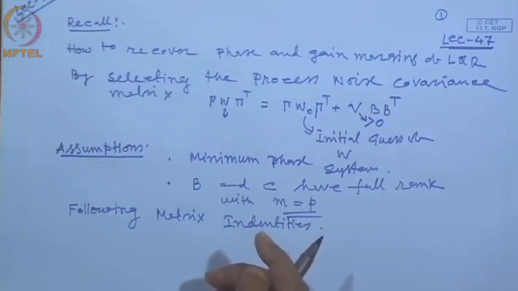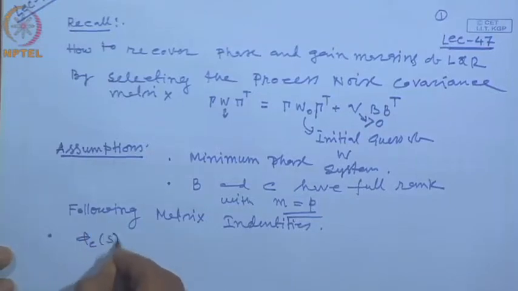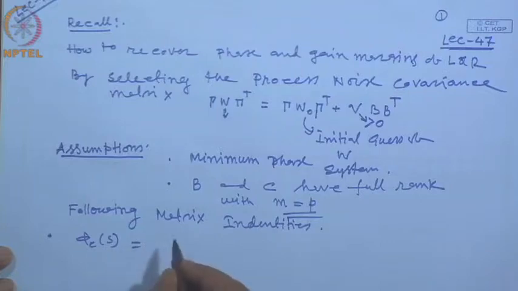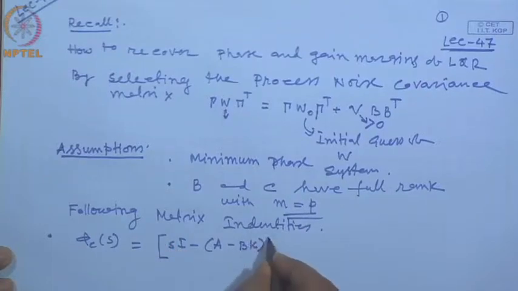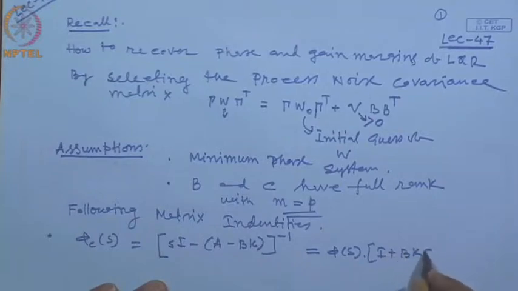What is the matrix identity we have used? The first identity is that phi c of s, the closed loop transfer function, is equal to (sI minus A minus BK) whole inverse. This is the closed loop transfer function when there is no process noise in the state equation and measurement equation, in other words when the Kalman filter is not used. We have written this as phi of s into (I plus BK phi of s) inverse. This matrix identity we have used.